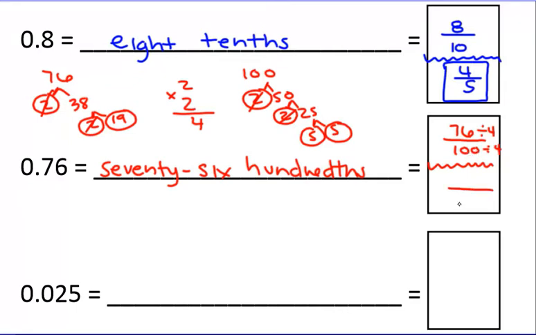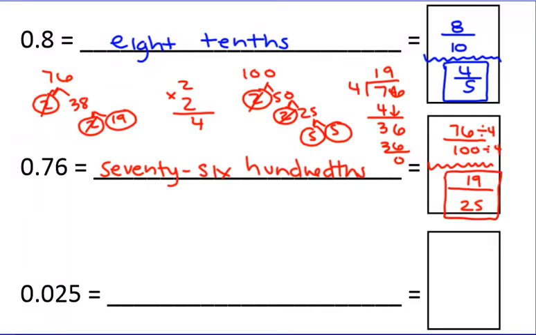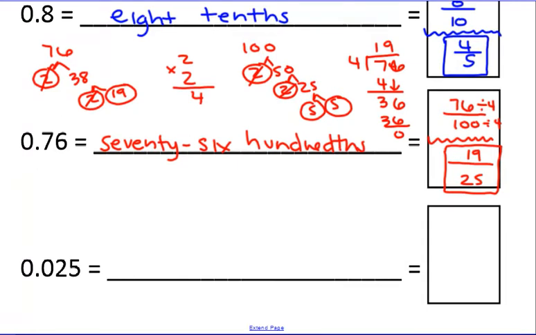And so dividing the bottom by 4 is easy. 100 divided by 4 is 25. 76 divided by 4. Oops, 76 is going to be 19. And so 19/25 is our final answer. So simplifying is the hardest step.